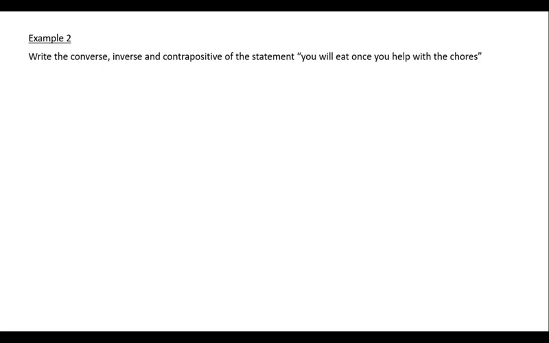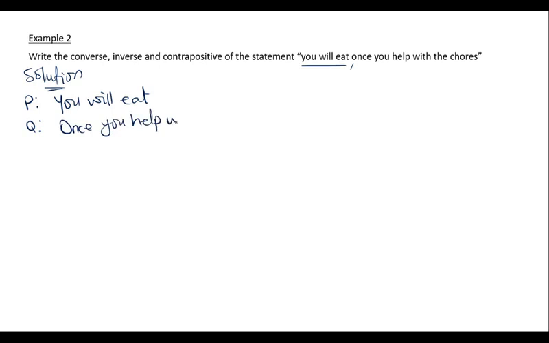Example number 2. Write the converse, inverse, and contrapositive of the statement: you will eat once you help with the chores. So let's write our solution. We have two statements, P and Q. The P is what? You will eat. That is the first statement. That is nice. But the condition for you to eat is what? Once you help with the chores. So let's go ahead and write the converse.